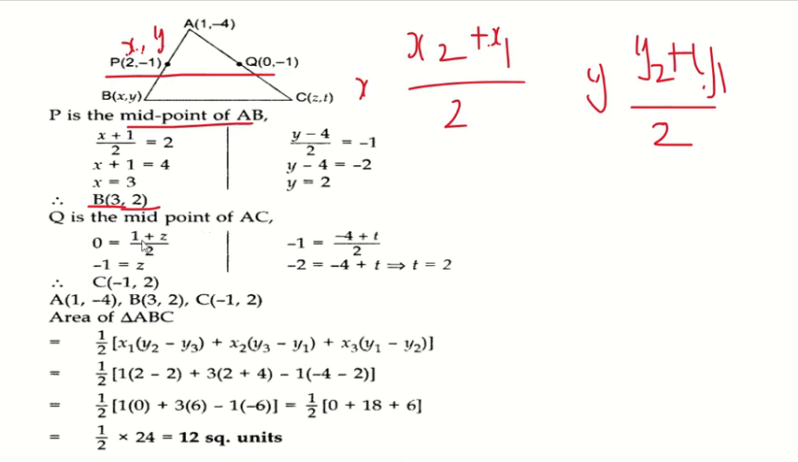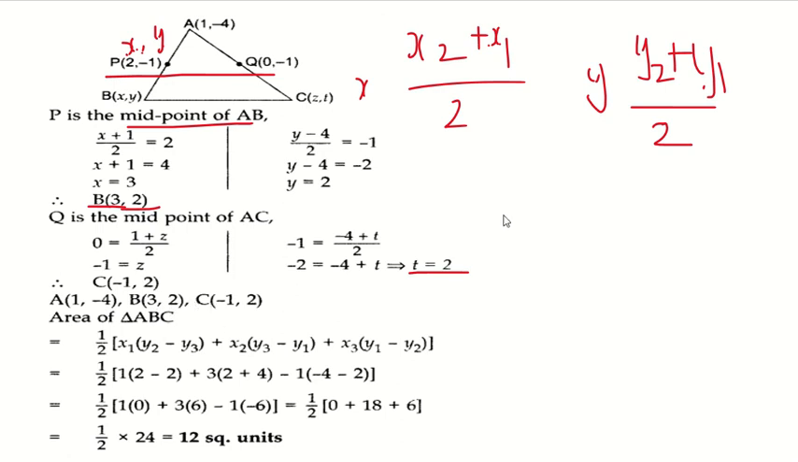So, what is x? It is 0. 0 equal to (1 plus z) by 2. So, z is nothing but minus 1. Same way, minus 1 equal to (minus 4 plus t) by 2. It's minus 2 equal to minus 4 plus t. So, t is what? 2. So, what are the coordinates we got now? A is 1 comma 4, B is 3 comma 2 and C is minus 1 comma 2.